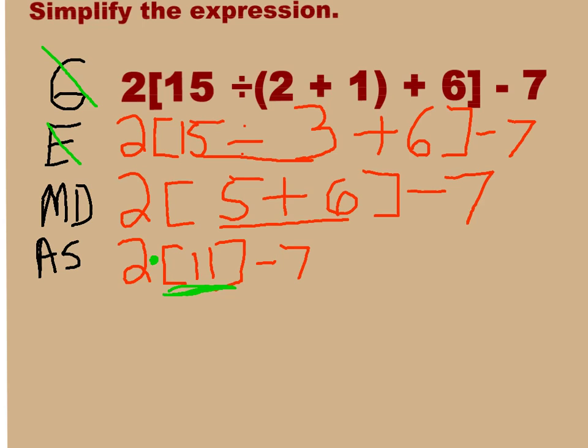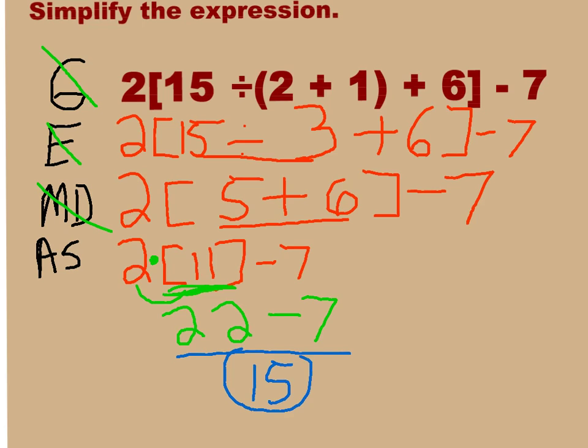We have no exponents, so now we do 2 times 11, and that's 22, and we bring down the minus 7. So all of our multiplying and dividing is done, and our last step is going to be the subtraction. So 22 minus 7 is 15, and that should be your final answer.